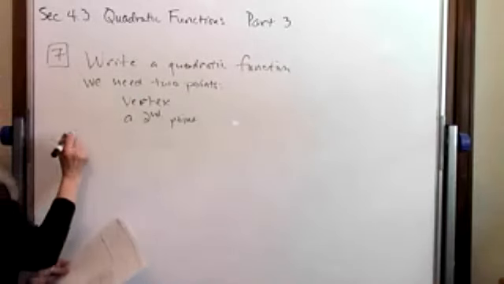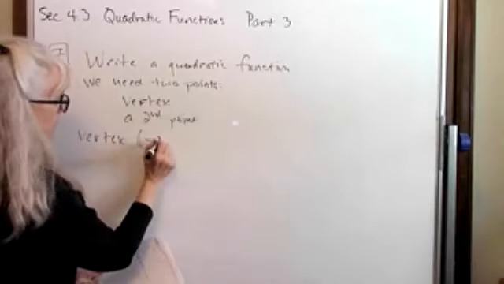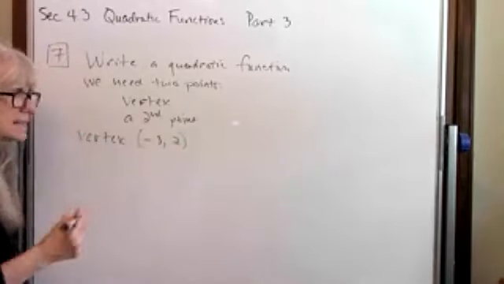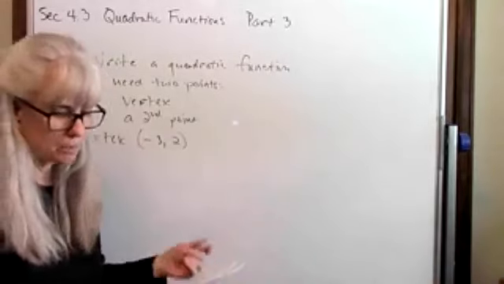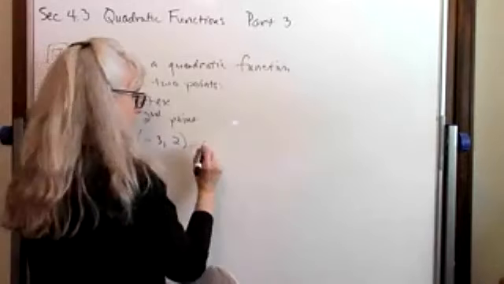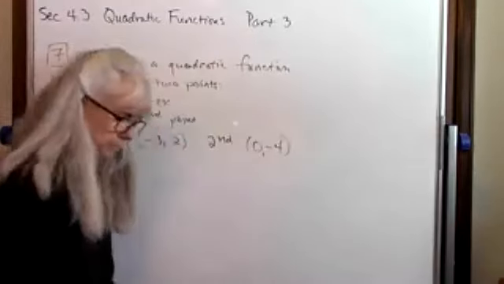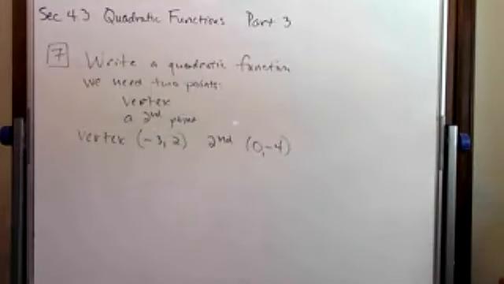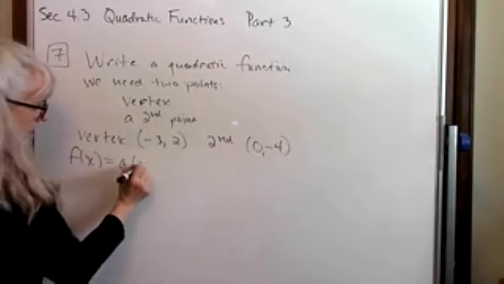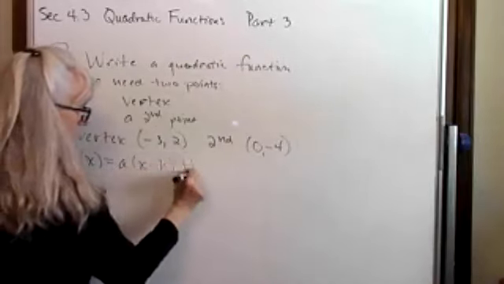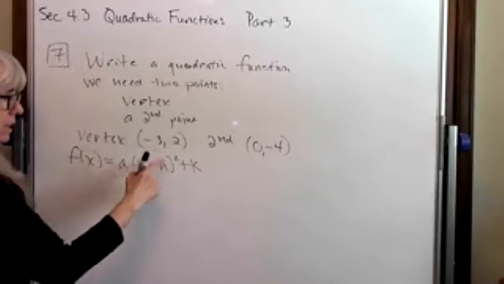So from our picture, we can see that the vertex, the top of this parabola is at negative 3, 2. And because I need a second point, I'm looking to see where there's a nice point. Well, those x-intercepts are not nice points, but the y-intercept is. So we also have the second point, which is going to be 0, negative 4. And between those 2 things, we can write the equation. So we're going to go for the vertex form. So f of x is equal to a times x minus h squared plus k. So h is that negative 3 and k is that 2.